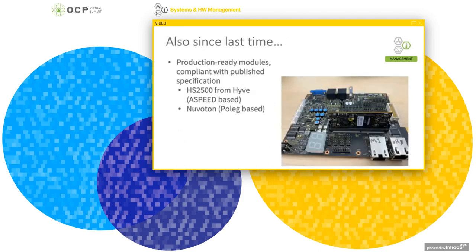Here's a view of something else we accomplished since last time. We now have production-ready modules that are compliant with the published specification. Shown here is the HS2500, which is an Aspeed AST2500 based design that we co-designed with Hive Solutions. And also there is a Nuvoton POLEG SoC based module, which is shown on the next slide.